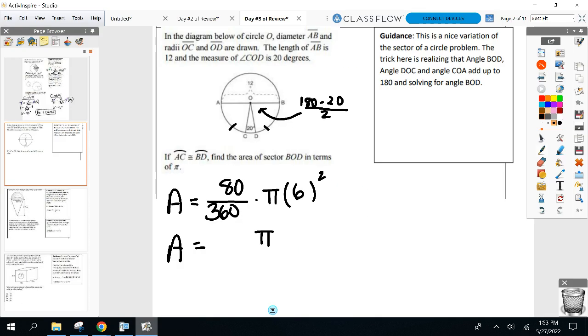Have pi in your answer when you're ready. Is it 85? Questions on the 8? Multiply 80 over 360 times 36. You should get 8.